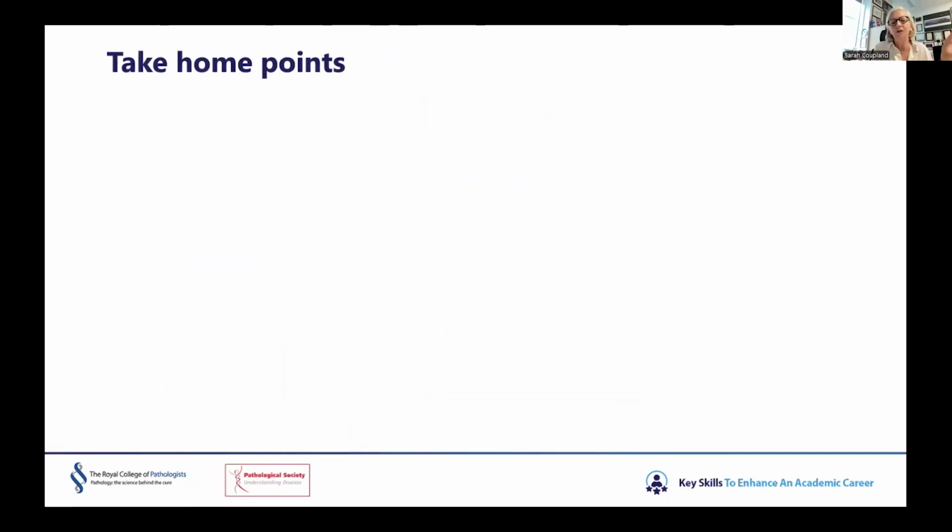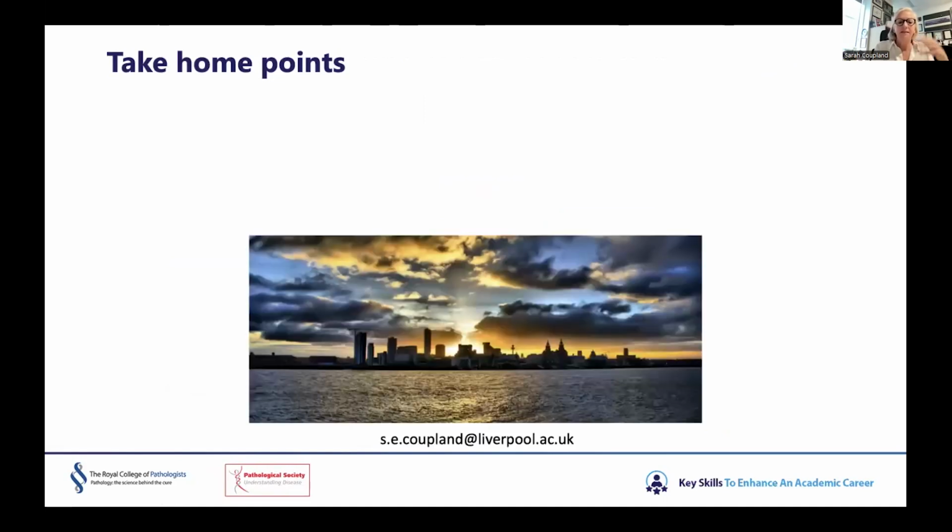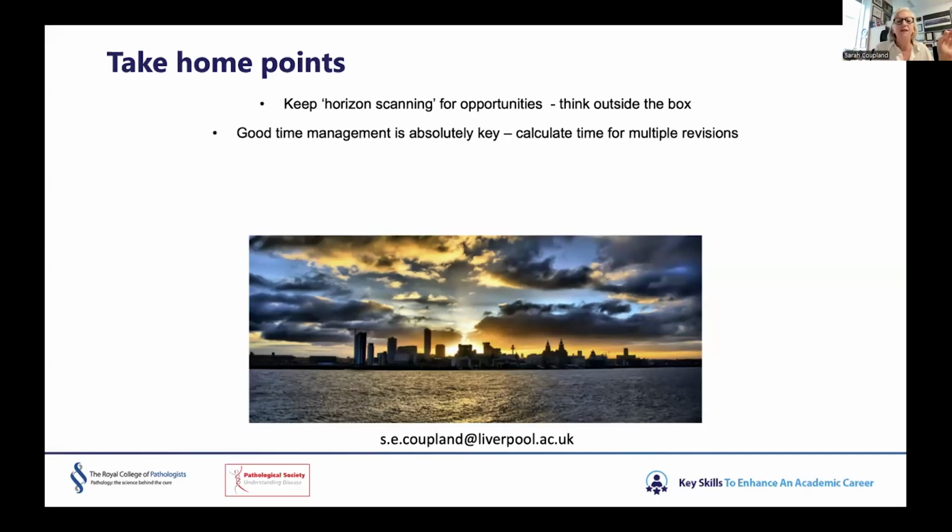So my take-home points, very similar to Dan's, Miguel's, and Marta's, are that you should always keep your eye out for differing funding opportunities. Think outside the box. Think outside pathology. More often than not, there are multidisciplinary grants involving physics, maths, biochemistry. Really think outside the box. It doesn't have to be specific only to pathology.